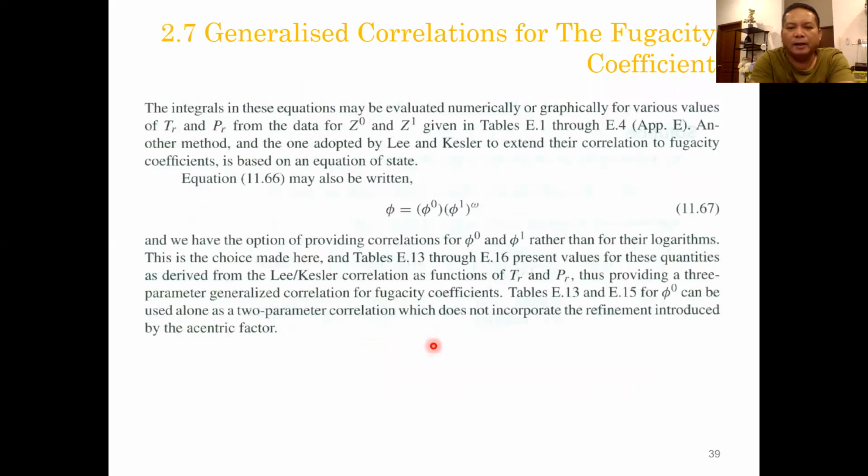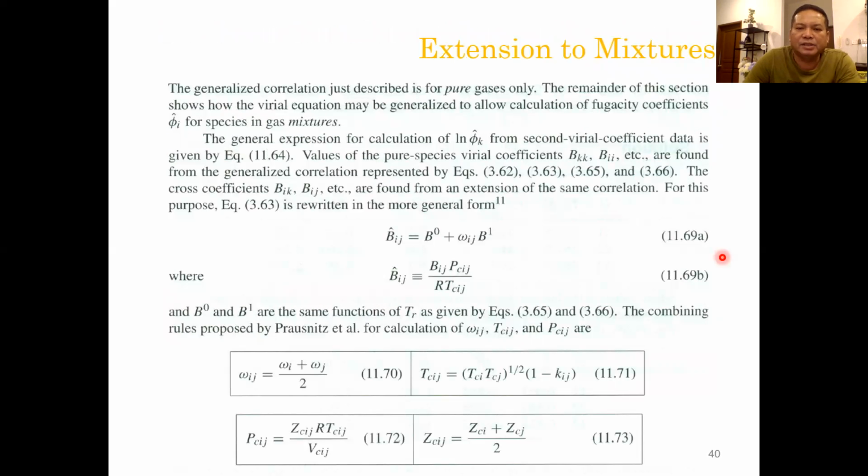For this, the values are provided by Lee and Kessler. You can go to Tables E1 to E4 in Appendix E. So you have these values and you just calculate that, multiply that. Extensions to mixtures. The generalized correlations described are for pure gases only. The remainder of this section shows how the virial equation may be generalized to allow calculation of viscosity coefficients.